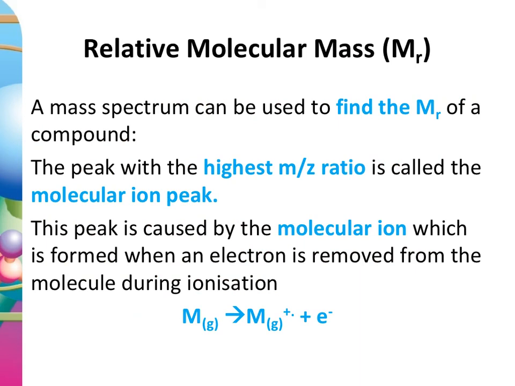So we're just going to end on relative molecular mass, Mr. A mass spectrum can be a way of finding the Mr of a compound. This is to do with organic chemistry. You haven't quite done organic chemistry yet, but it'll be something that features, and you have done Mr before at GCSE. Here we're considering the peak that's furthest to the right, which is clearly the peak with the highest m/z ratio, and that will be the molecular ion peak.